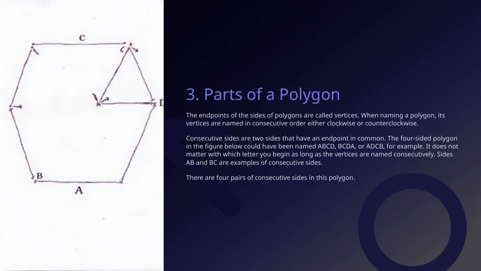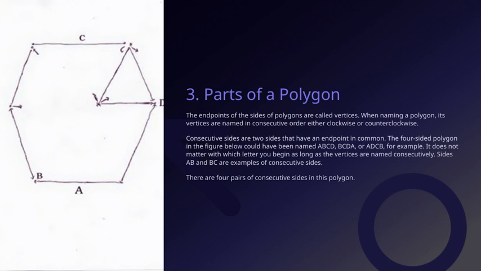The endpoints of the sides are called vertices, and when we name a polygon, we do so by naming its vertices in a specific order, either clockwise or counterclockwise. This helps us clearly identify each corner of the shape. Now, moving on to sides. Consecutive sides are simply sides that share a common endpoint. For example, in the 4-sided polygon shown here, we could label the vertices as ABCD, BCDA, or ADCB. The key point is, it doesn't matter which letter you start with, as long as you continue naming the vertices in order, either clockwise or counterclockwise.